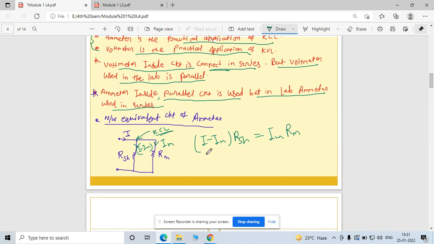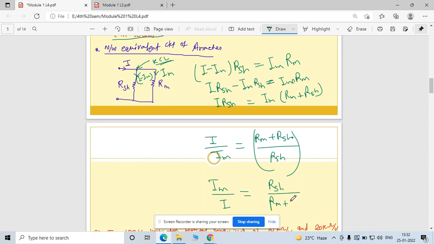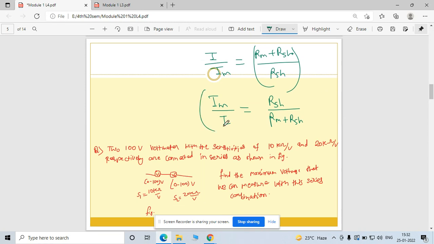Im multiplied by RM. Now, if I solve this: I into RSH minus Im into RSH is equal to Im into RM. Taking Im common, I have RM plus RSH. Now, if I take the ratio of these two, I by Im is equal to RM plus RSH divided by RSH. Or you can say Im divided by I is equal to RSH divided by RM plus RSH. So we use this equation above.